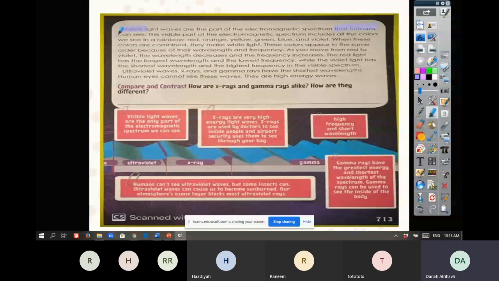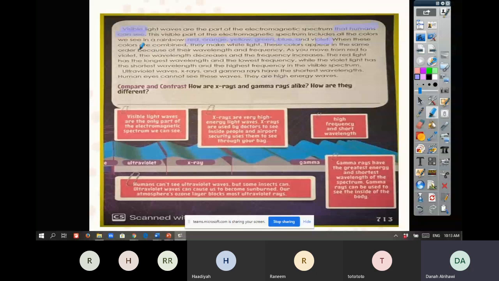This visible part of the electromagnetic spectrum includes all the colors we see in a rainbow. It's red, then orange, yellow, then green, blue, and indigo, then violet. They skipped indigo. They thought that maybe you don't know, but you will learn that later. But I know that you are intelligent, so you know it's indigo. It's the 6th color.